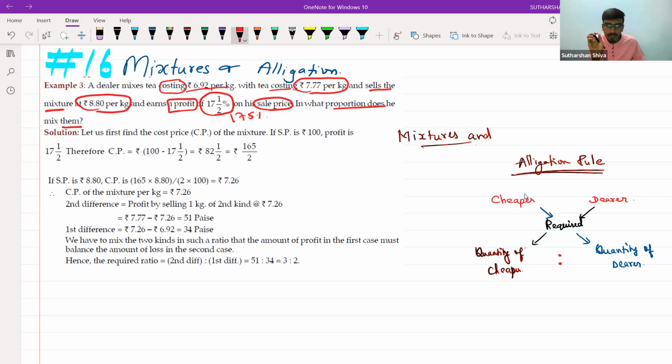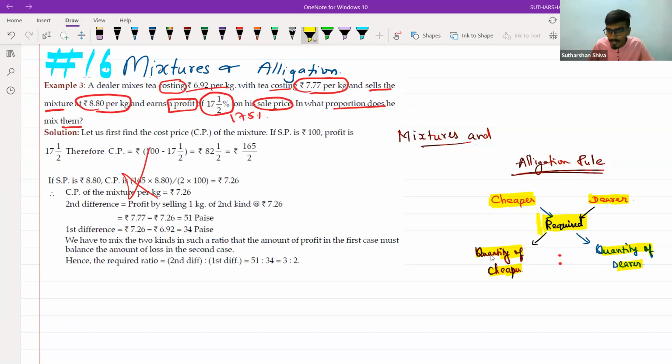Okay, this entire detail does not be needed. Okay, that is a simple rule in mixtures and alligations rule. That mixtures and alligations rule, first I need to do what is the cheaper item. Next, I will write the dearer item, which is a higher value, and then my required part. Okay, and that will give me the quantity of cheaper, and then it will give me a quantity of dear. What we are going to do, kindly listen.